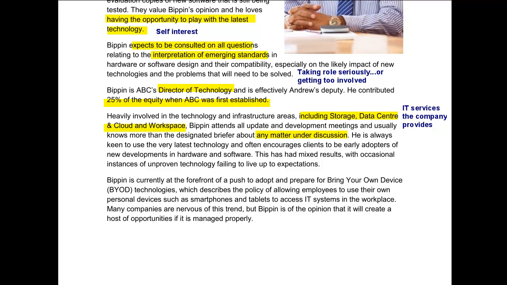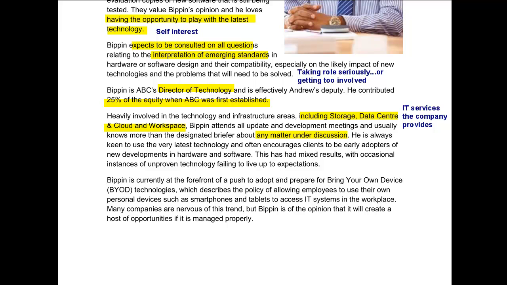If he's supposed to be the director of technology, why does he attend every single meeting? This could perhaps be seen as a good thing, but again, will the staff within the technology department feel that they are being micromanaged, that they are being constantly watched by the director for everything they do? And there's again more evidence here of him perhaps being of self-interest when it comes to new technology.